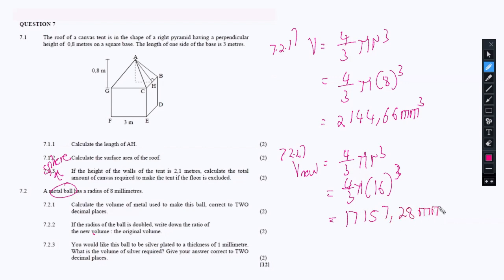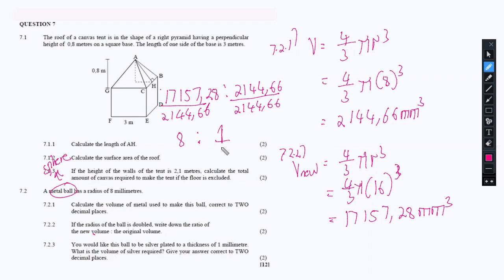So this will give us 17,157.28 millimeters cubed. Now, if we want the ratio of the new volume to the original volume, the new volume is 17,157.28 and the original volume is 2,144.66. To get the simplest ratio, you divide by the smallest number both sides. This gives us 8, and obviously this is 1. So the ratio of the new volume to the original volume is 8:1, which is telling us that the new volume is 8 times the original volume. Okay, and that's it.